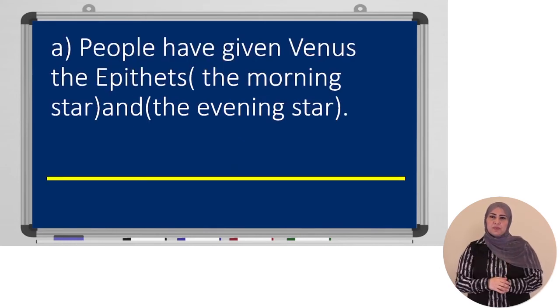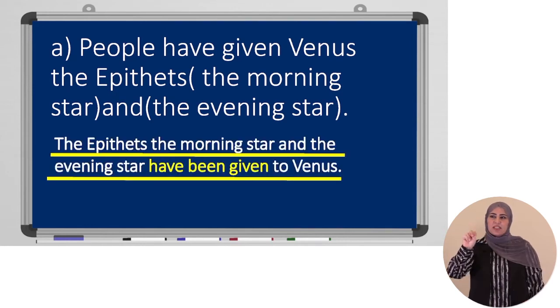People have given Venus the epithets, the morning star and the evening star. So how can we change it? The answer would be, the epithets, the morning star and the evening star, have been given to Venus. Very simple if you simply follow the equation.